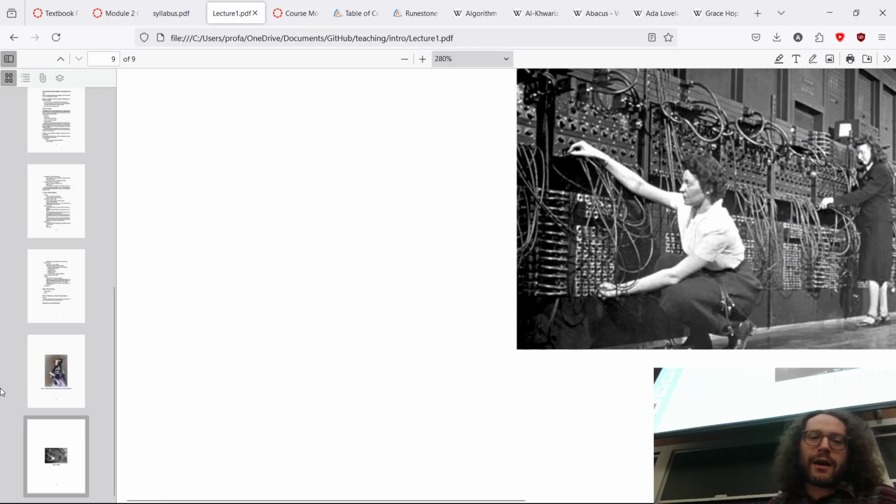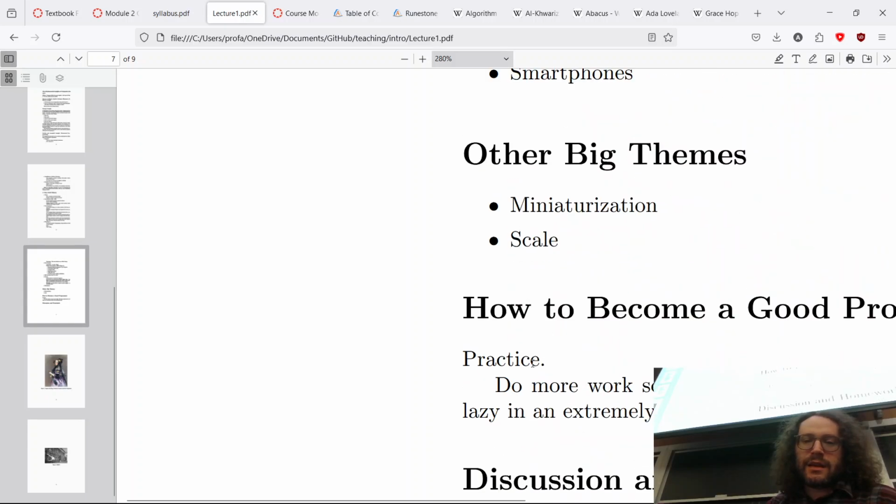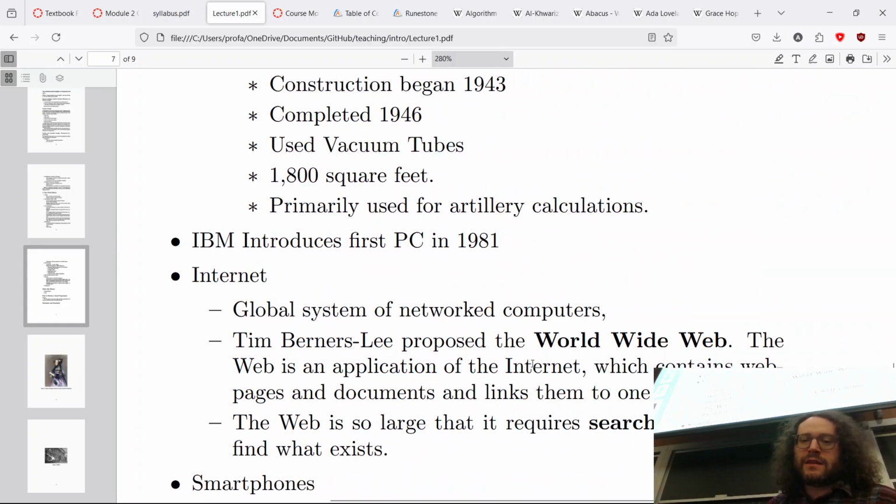The other big idea is networking. The internet, which we all know and love, is a global system of networked computers. Network theory is a huge part of computer science. The application that Tim Berners-Lee proposed was called the World Wide Web, and that is the application you use for getting websites. That's the www you put in front of websites. Pages linked to one another, and the internet quickly became so massive you needed search engines to go through it.